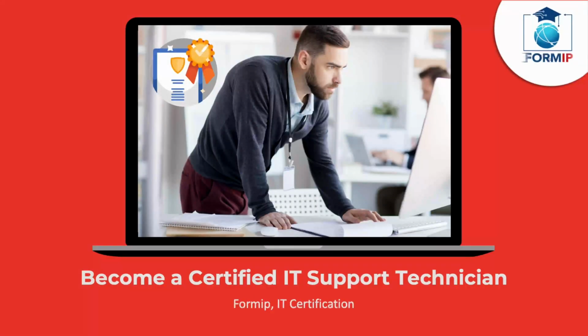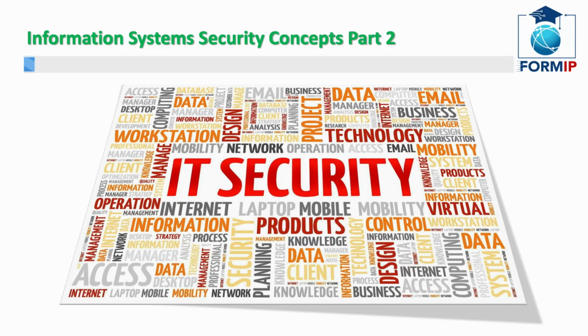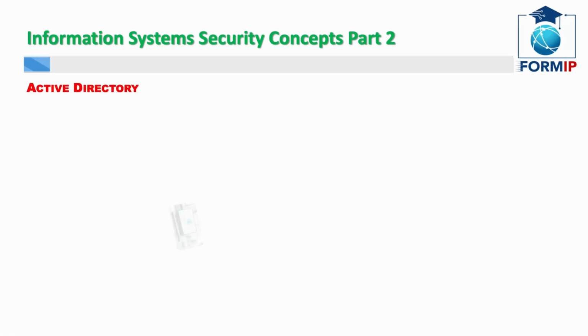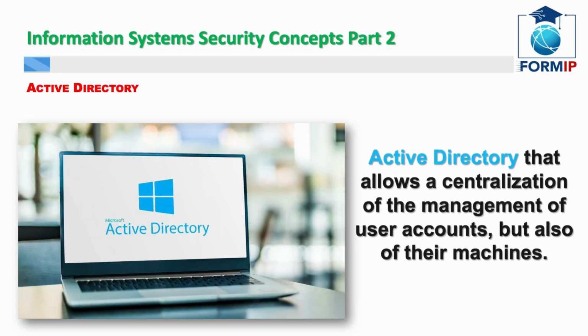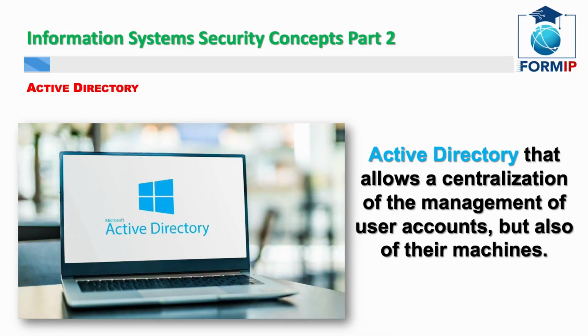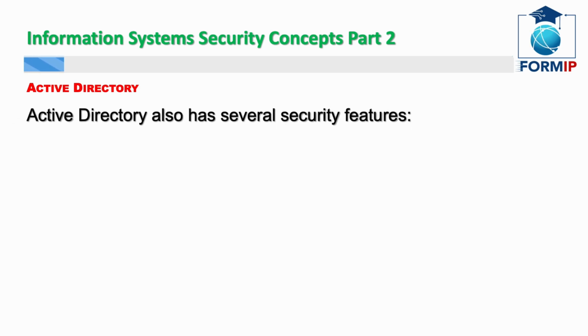In this second part on the security of information systems, we will familiarize ourselves with other security concepts. We start with Active Directory, which allows for the centralization of the management of user accounts, but also of their machines. With Active Directory, you don't connect directly to your computer, but to a domain controller, which is the server that authenticates users. Active Directory also has several security features that we will see below.